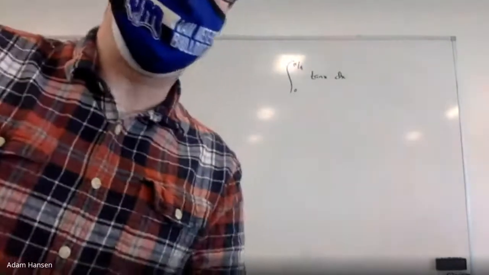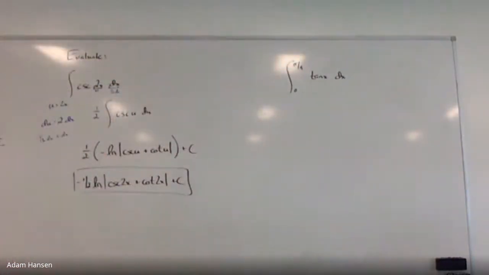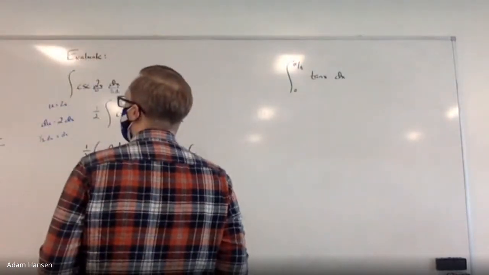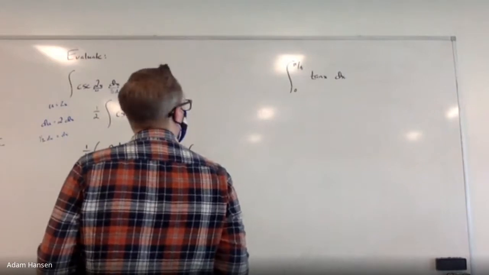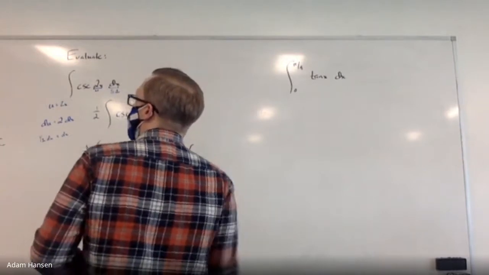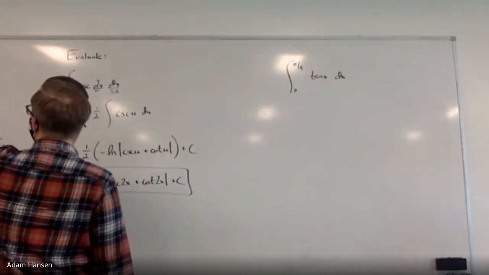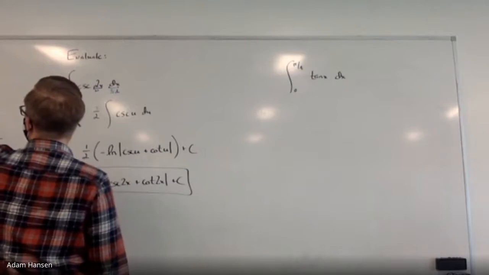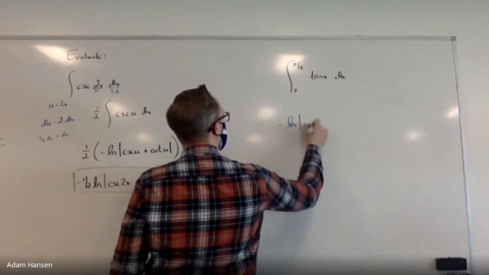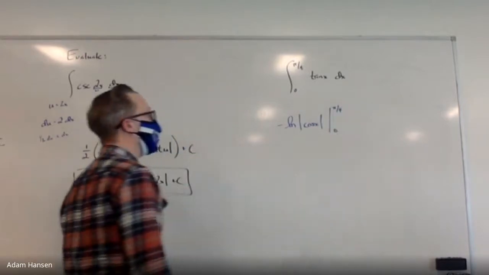Okay, quick definite integral using those same trig antiderivatives. What is the definite integral from 0 to pi over 4 of tangent x dx? What is the antiderivative of tangent x dx? Negative natural log of the absolute value of cosine x, evaluated between 0 and pi over 4.